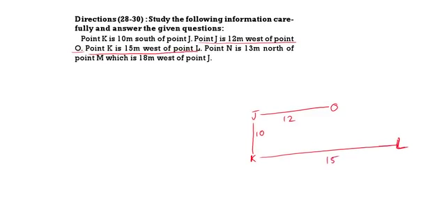M is 18 meters to the west of J. N is 13 meters to the north of M. So this is the total set of directions we have. Now, taking this into consideration, we should answer the question.